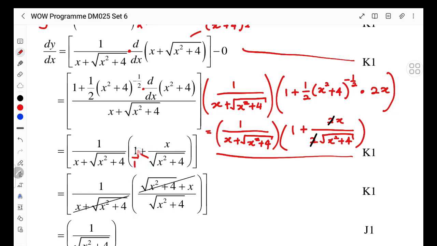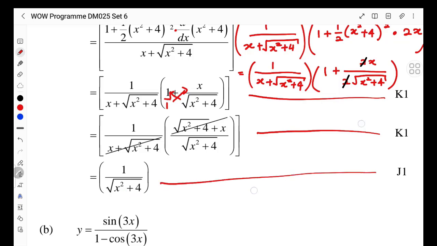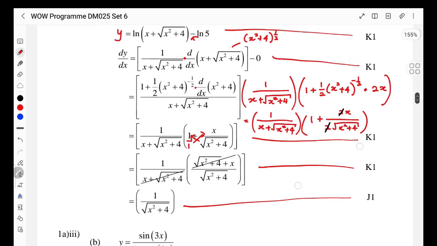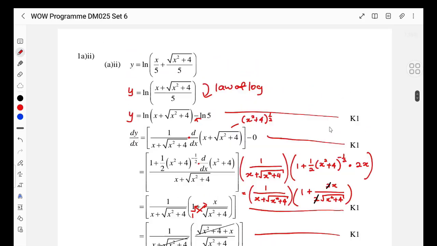We need to cross multiply to simplify this fraction. So cross multiply, you will get square root x squared plus 4 plus x over square root x squared plus 4. You cross multiply, you get k1, and then simplify this term, you get 1 over square root x squared plus 4. So that is your final mark. Okay, so that is the answer for question 1A 2 Roman.